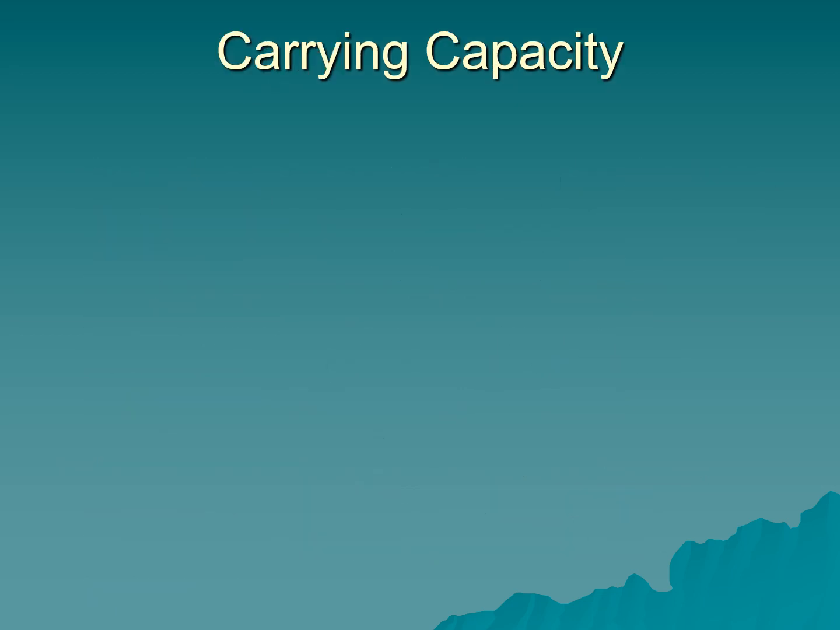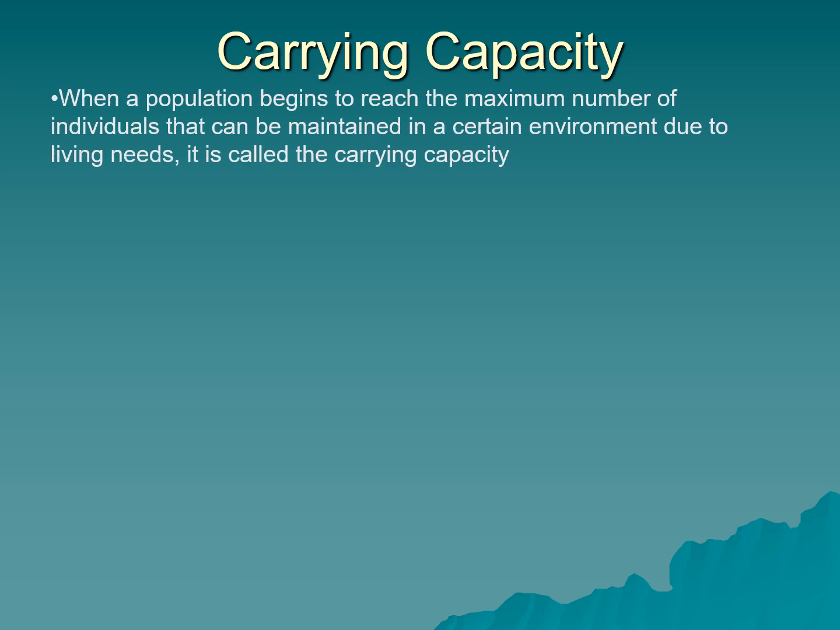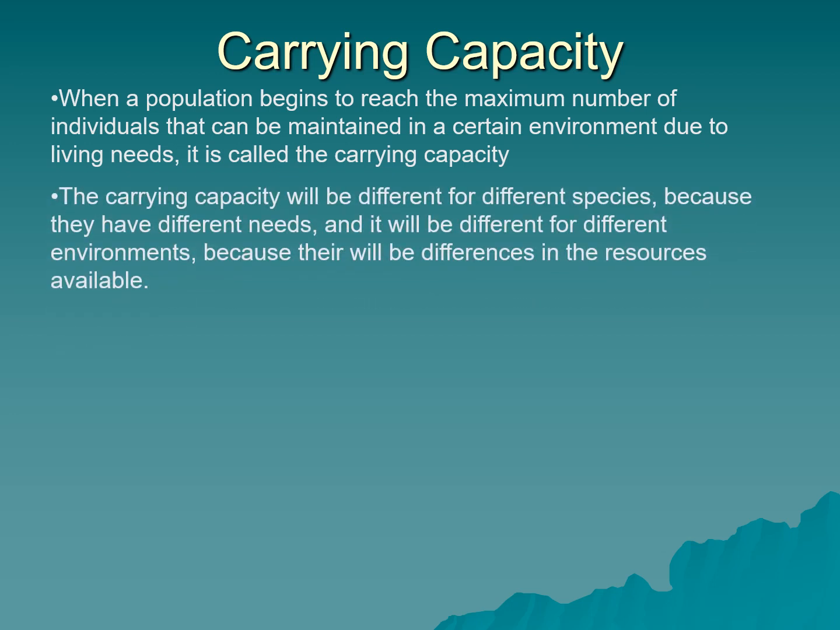And ultimately, a population will reach what's called a carrying capacity. When a population begins to reach the maximum number of individuals that can be maintained in a certain environment due to living needs, it is called a carrying capacity. Carrying capacity will be different for different species because they have different needs, okay? It will be different for different environments because there will be differences in the resources that are available.